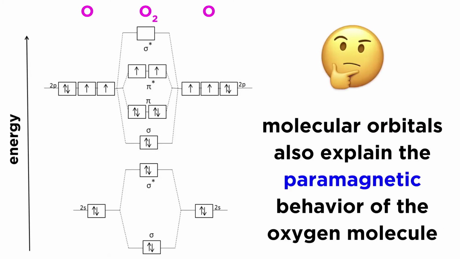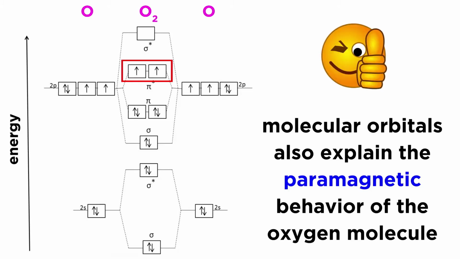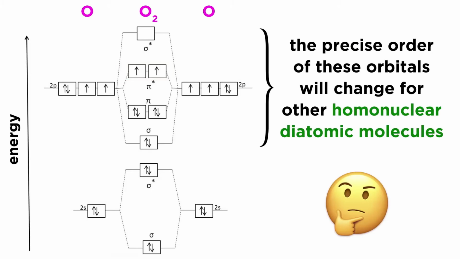But we also get an explanation for the paramagnetism of the oxygen molecule. We have 2 unpaired electrons in these antibonding orbitals, which does predict paramagnetism for this molecule. This is an example of the success of molecular orbital theory, as no other theory can account for this behavior. Now that we are up to speed, let's go over one other thing.